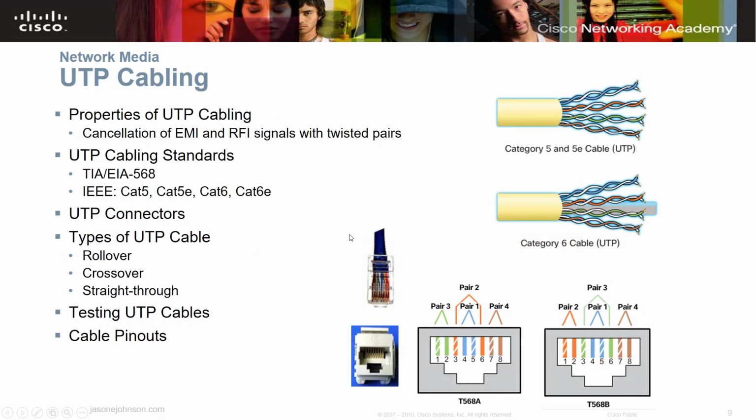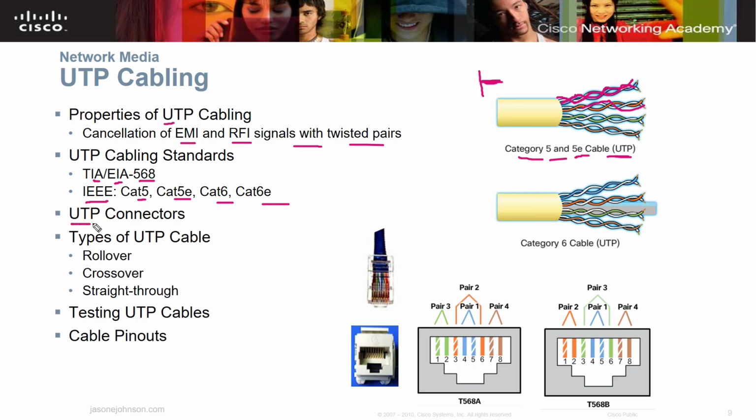Now, with the properties of the unshielded twisted pair cabling, UTP cancels out EMI and RFI signals with the twisted pair. That's the unshielded twisted pair. They twist these wires, and so you have Category 5, Category 5E cable. That's an unshielded twisted pair. The UTP cabling standards are TIA/EIA 568 A or B. The IEEE sets the standards for Cat 5, 5E, 6, and 6E.